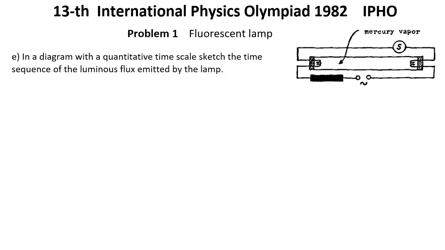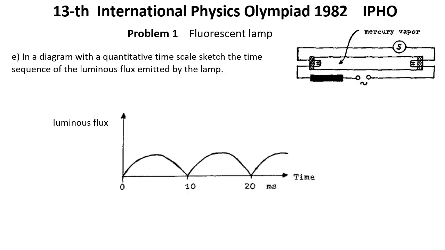Question E. In a diagram with a quantitative time scale, sketch the time sequence of the luminous flux emitted by the lamp. Solution. This is the diagram where 20 milliseconds correspond to frequency 50 Hz. So that was a solution for question E.